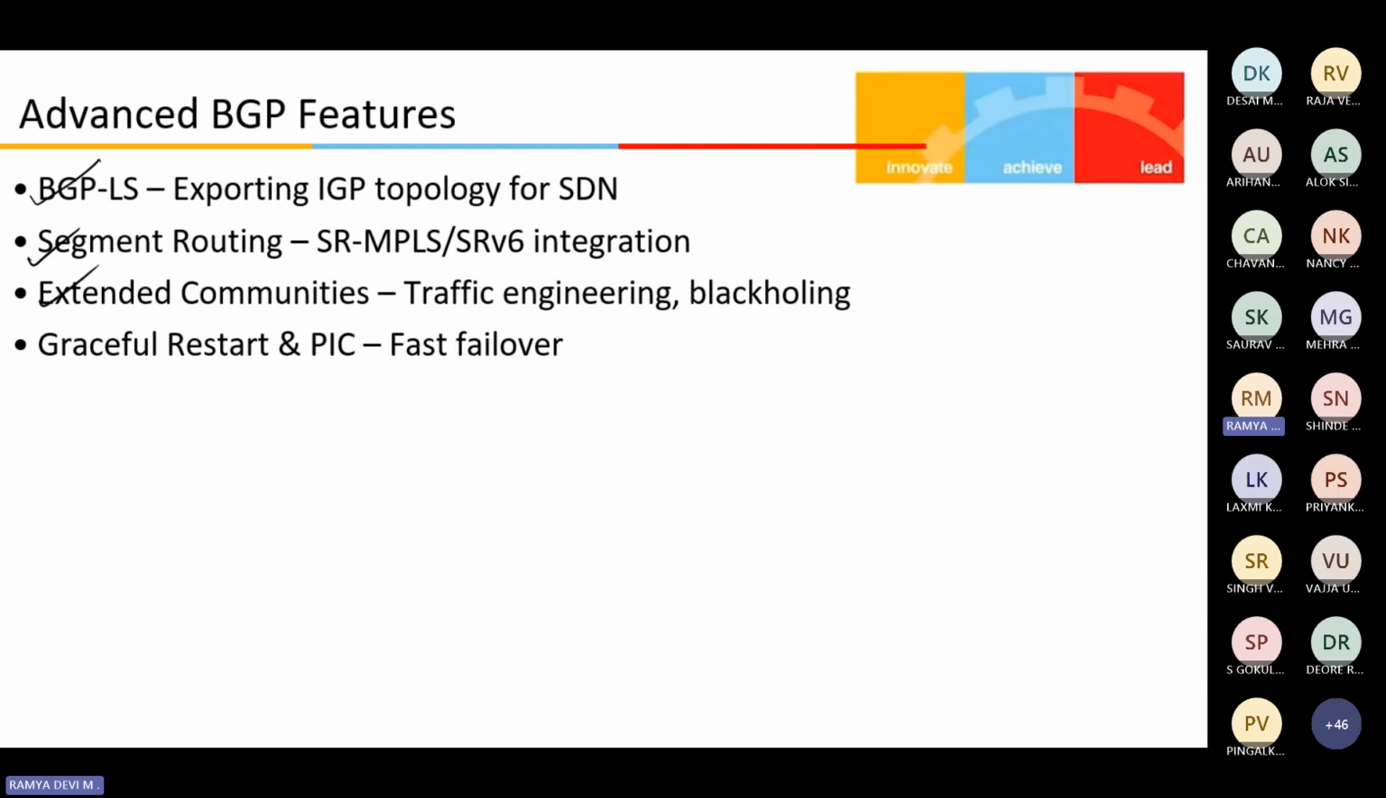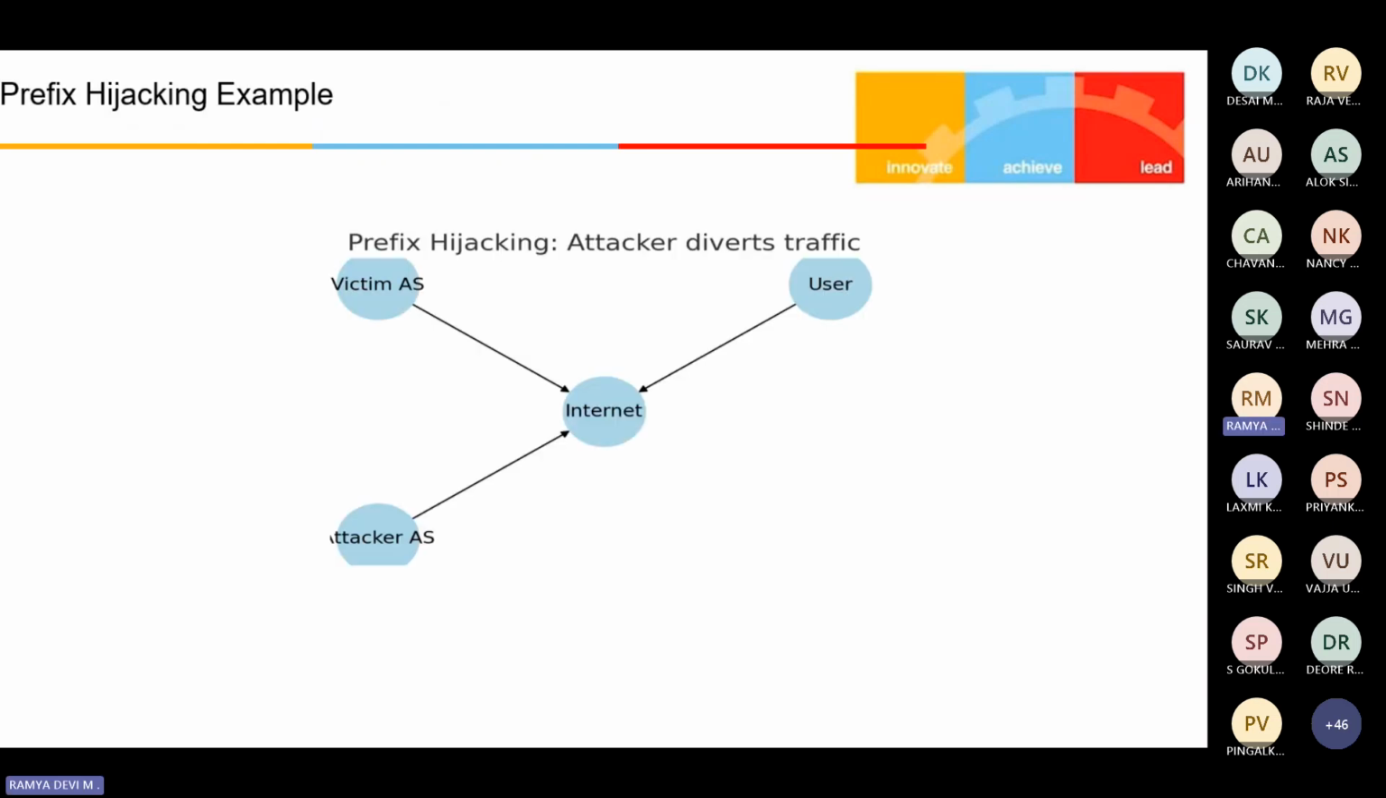And the next one is extended communities. So the BGP extended communities will try to carry the metadata. So what is the route scope? What is the target? What is the action? The control route preference, the local exit, remote exit policies, what is the black holing, everything can be provided. And the fourth one is graceful restart and PIC, prefix independent convergence. So it allows routers to restart without tearing down the BGP session. Right? So these are the advanced BGP features.